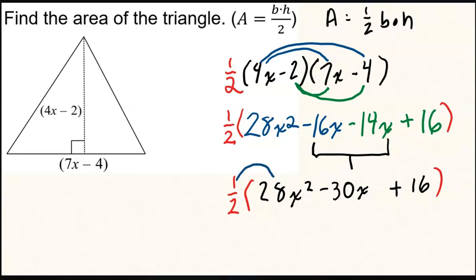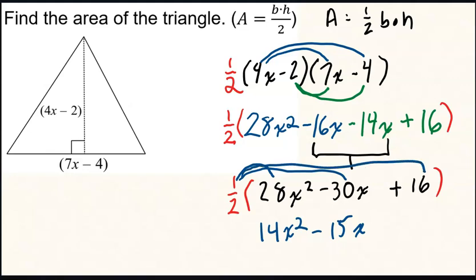So 1/2 times 28 is 14x squared. The exponent doesn't get touched. The exponent is attached to the variable anyway. 1/2 times negative 30 is negative 15x. And then 1/2 times 16 is 8.